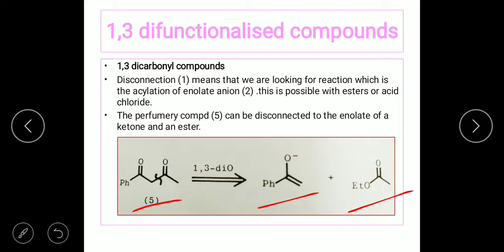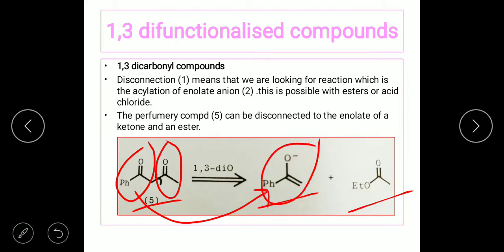Once you do the disconnection, you are going to get a positive cation for this ketone group, and for the subsequent ketone group you are going to get a negative charge. When you have a negative charge, you can write down the enol form for this, which is the enol structure. And for the positive cation, you can make use of OEt minus to attack the positive carbon and get an ethyl ester of this kind. So the enol and the ethyl ester will be the starting materials to synthesize the target molecule 5.